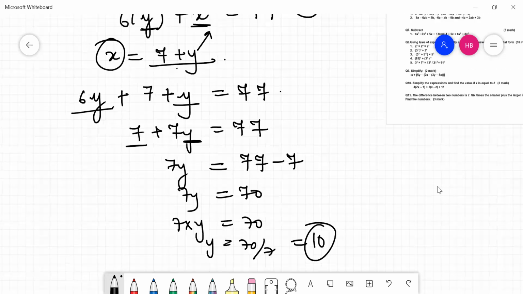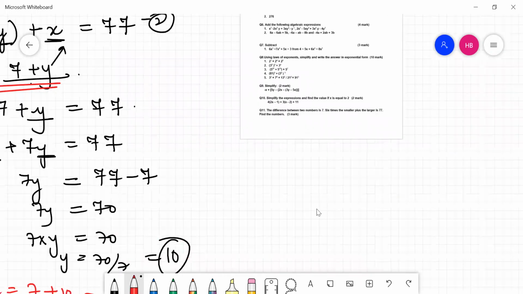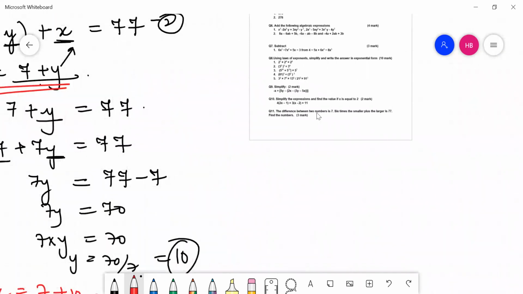Okay, so if my y is 10, then what will be my x? Using this equation, I can say my x is 7 plus 10, which will be 17. Okay, that is your answer. So the two numbers are 10 and 17.